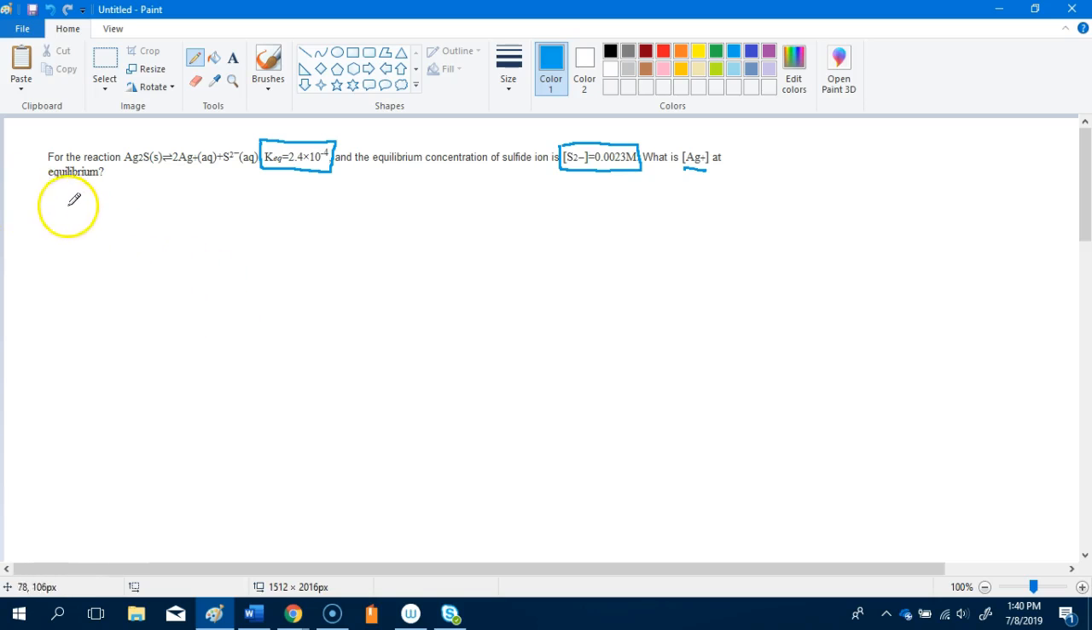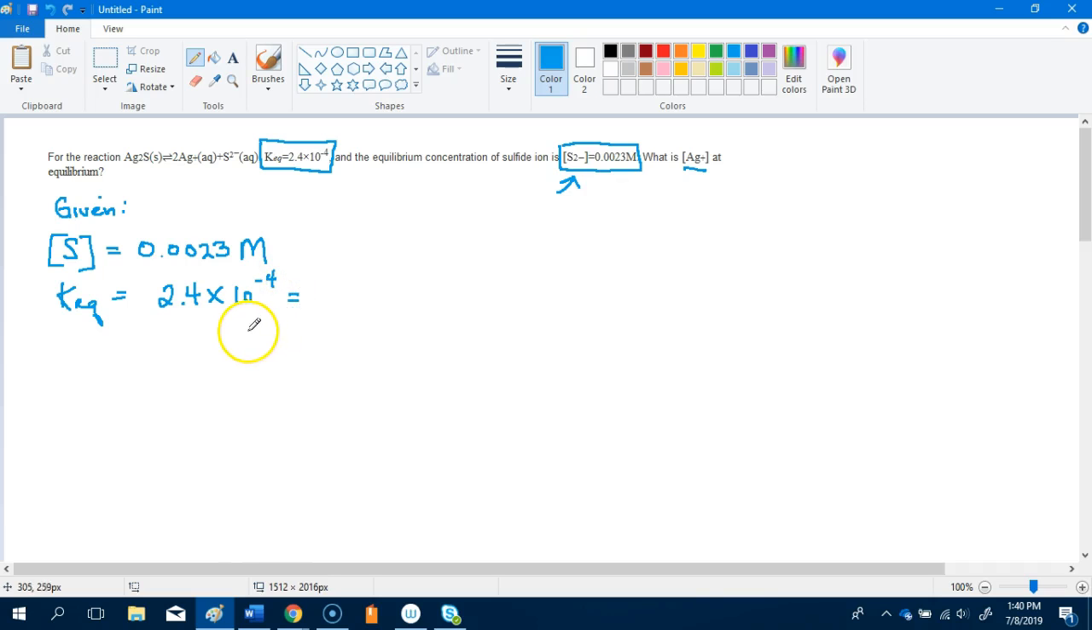So I always like to start out with what we are given, and we are given the concentration of our sulfur, which is right there, is equal to 0.0023 moles per liter. And we're also given our equilibrium constant is going to be 2.4 times 10 to the negative 4, and I like to rewrite that in its decimal form. So when I do that, I'm going to move the decimal place 4 decimal places to the left, and that's going to give me 0.00024. So 1, 2, 3, 4. Sorry, to the left, because we're getting a smaller number whenever we have an exponent that is a negative.